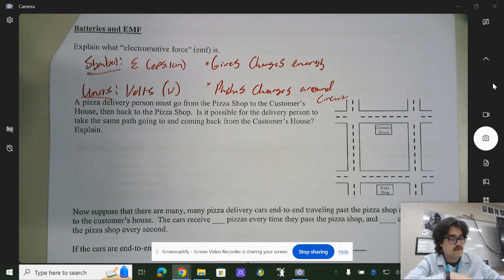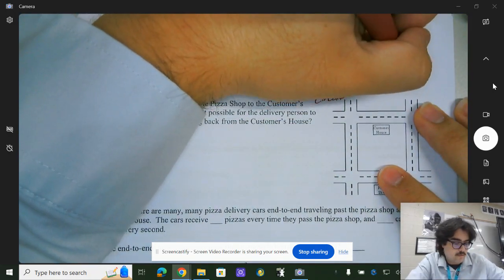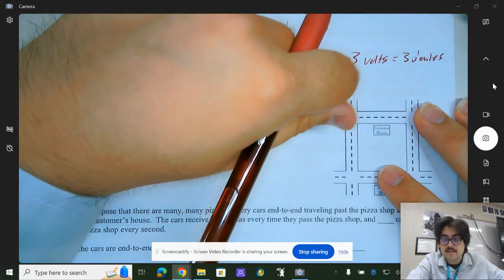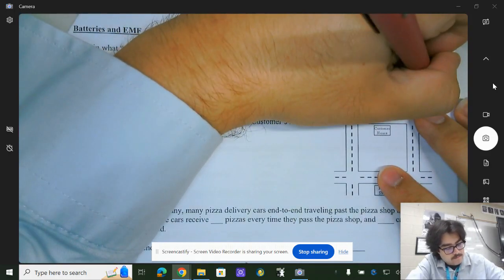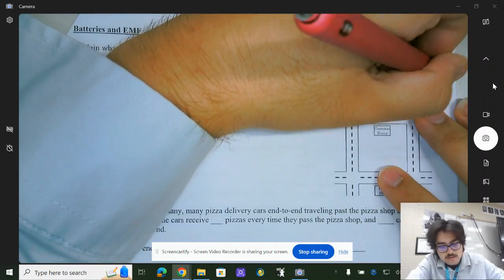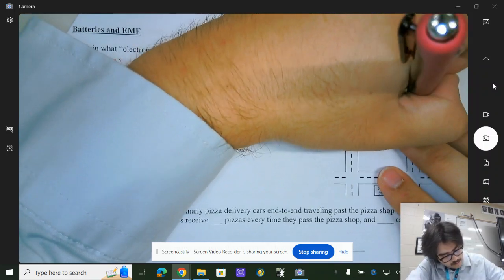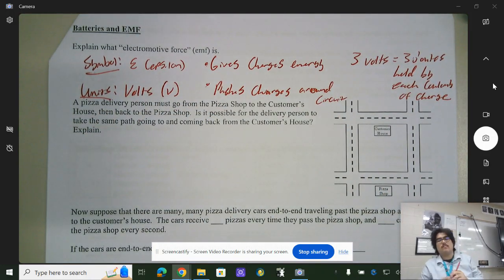So if you say 3 volts equals 3 joules, when it says that something has 3 volts, you're actually saying that 3 joules are held by each coulomb of charge. We don't usually say coulomb of charge every single time. I'm just trying to make sure that you understand that.